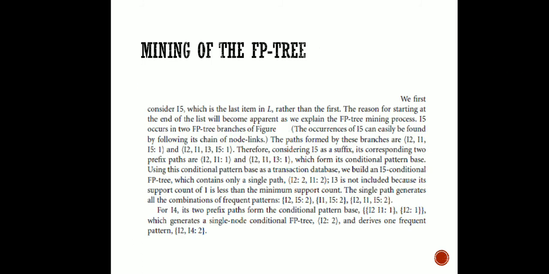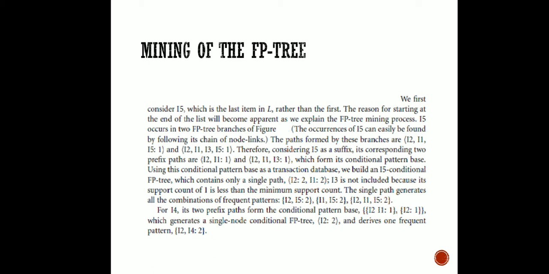So let us go back to our method. So here what it is doing, you can see that I5 occurs in two FP tree branches of the figure which we have seen. The paths, we have seen just now, are I2, I1, I5, and the count is 1 because this combination exists only once in the total tree. And again I2, I1, I3 and I5, this combination is available again once, that's why the frequent count is 1 here.